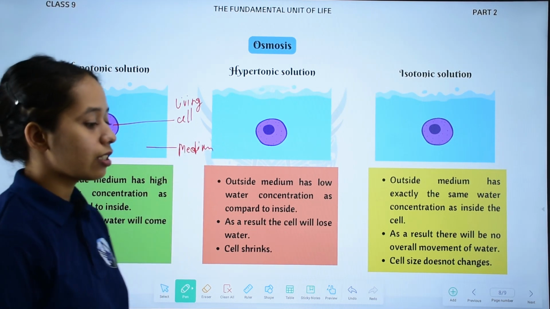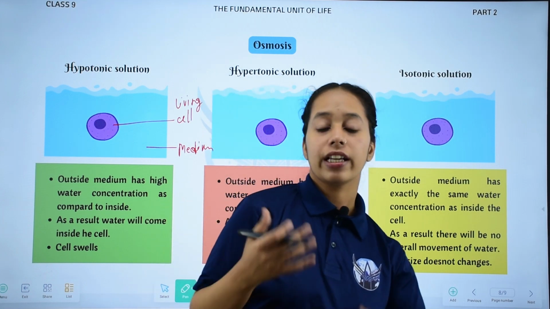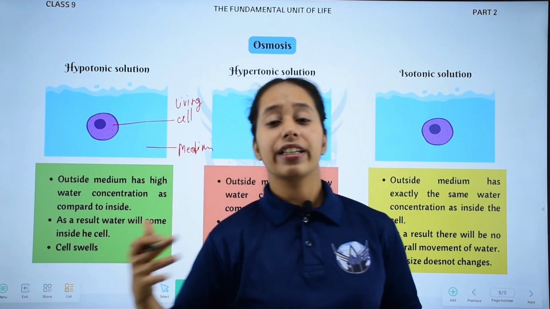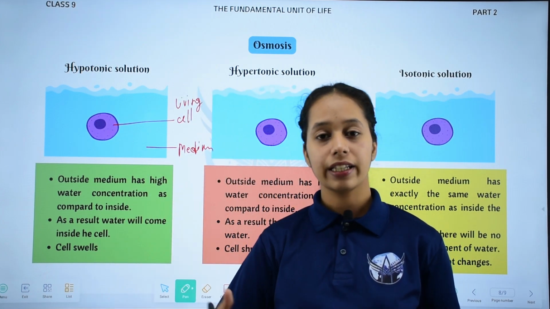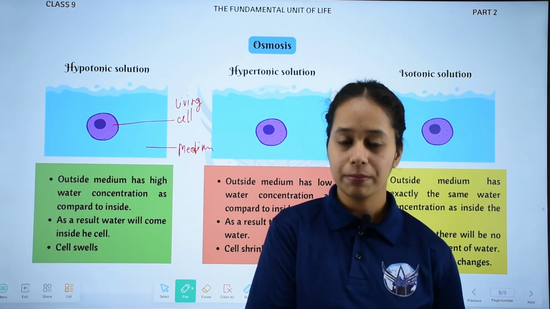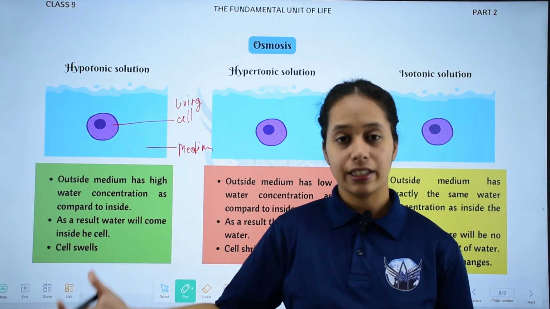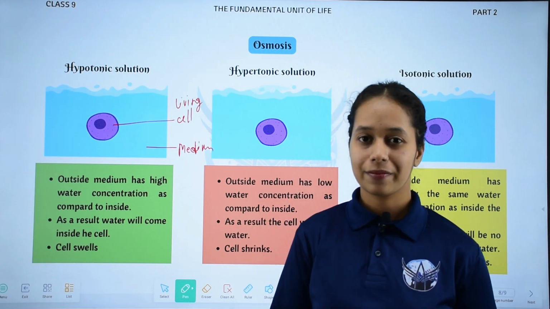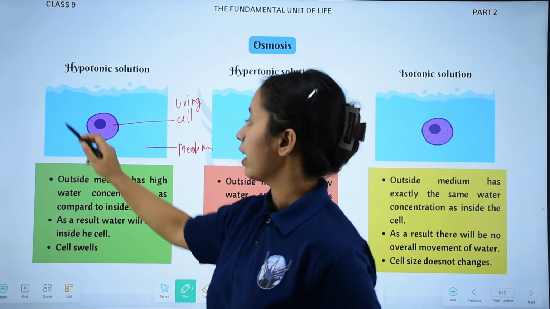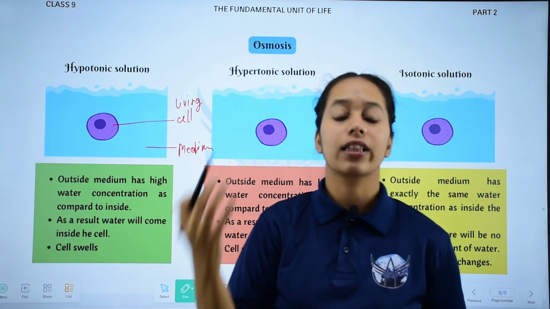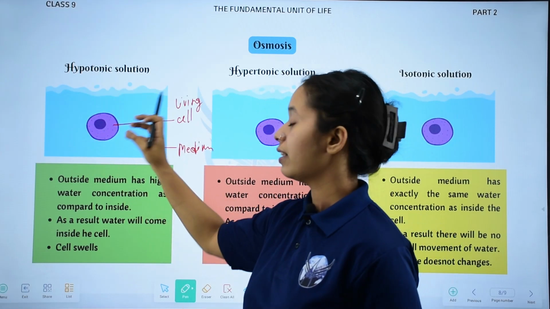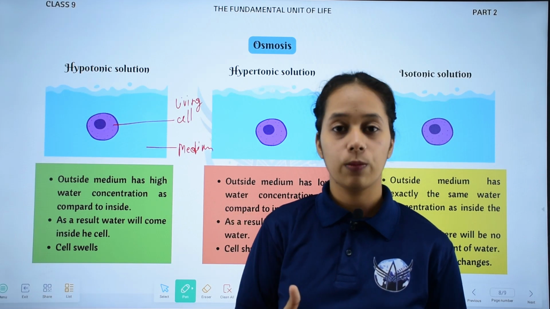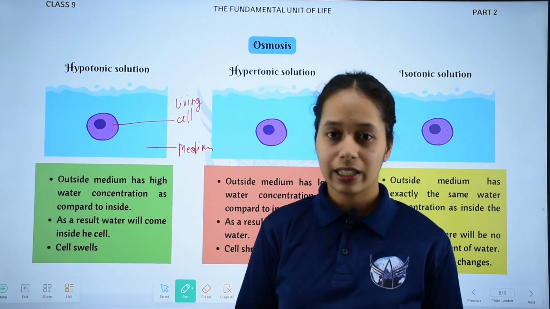If the medium is water, or if the medium is very, very dilute, meaning if the water concentration is higher in the medium than inside the cell, then what will happen? In the medium, we have higher concentration of water, and inside the cell, the concentration of water is low. So osmosis will take place here.